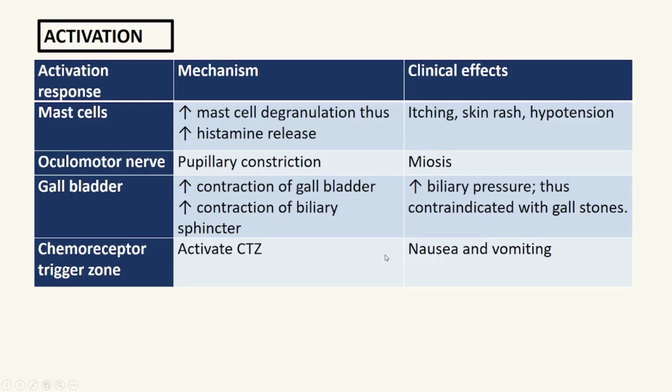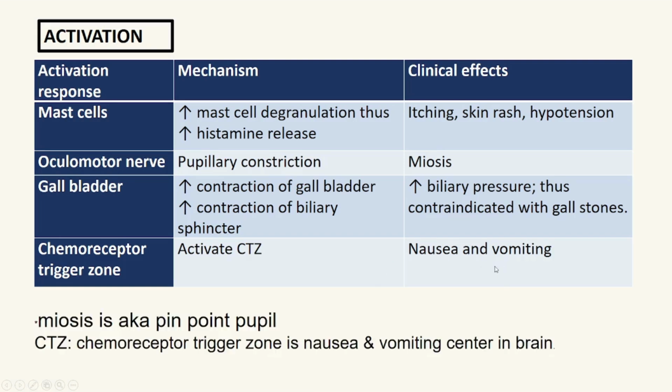Whereas the activation responses are in the mast cells, where they release histamines. The oculomotor nerve can result in miosis because of pupillary constriction, and the gallbladder can show an increase in contraction. Therefore, opiates are contraindicated in gallstones. And activation of the chemoreceptor trigger zone can result in the nausea and vomiting side effects of opiates.